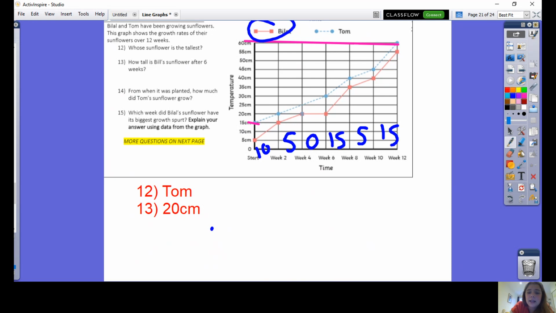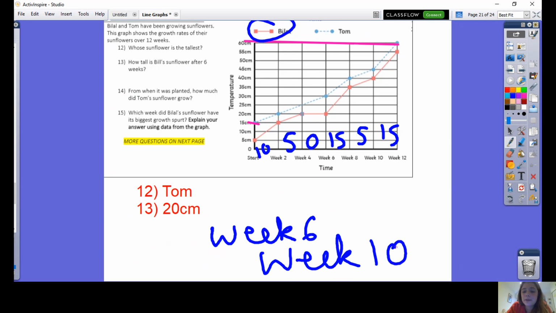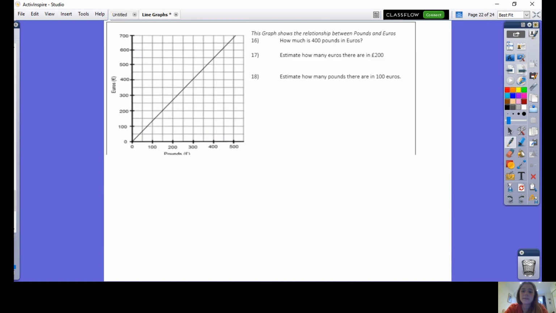So the answer here is in between week 6 and week 10. In both of those, it grew 15 centimetres. Okay, if you answered that question without using any data, you haven't been careful enough, and in a test, you wouldn't get all of your marks.